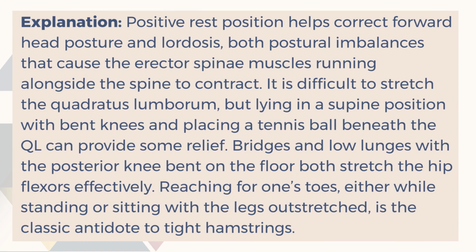Explanation. Positive rest position helps correct forward head posture and lordosis, both postural imbalances that cause the erector spinae muscles running alongside the spine to contract. It is difficult to stretch the quadratus lumborum, but lying in a supine position with bent knees and placing a tennis ball beneath the QL can provide some relief. Bridges and low lunges with the posterior knee bent on the floor both stretch the hip flexors effectively. Reaching for one's toes, either while standing or sitting with the legs outstretched, is the classic antidote to tight hamstrings.